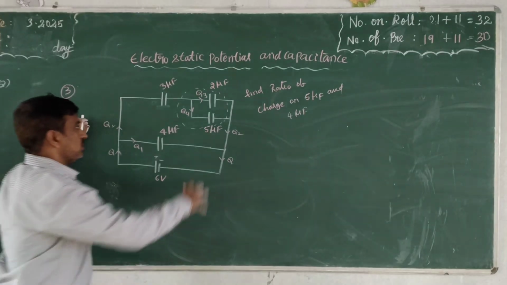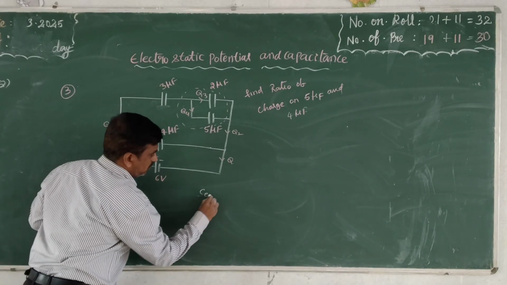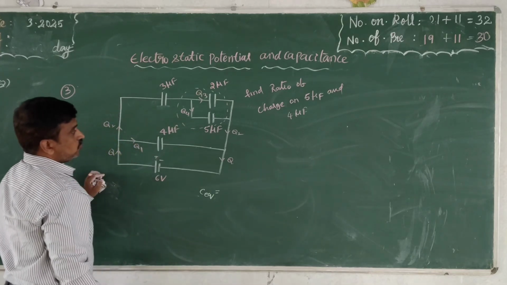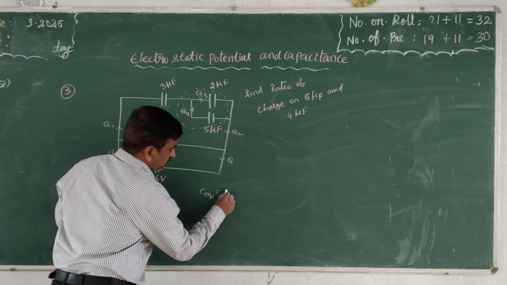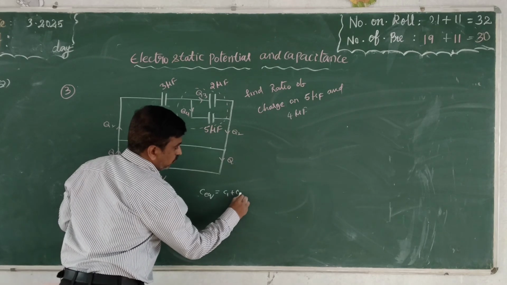So we can solve this one first. I write here, I find the C equivalent for 2 and 5. It is a parallel combination, so it means C1 plus C2 only. Yes.